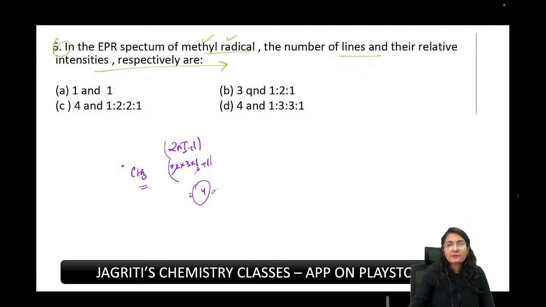3 plus 1 is 4. So the number of lines is going to be 4. You're going to split this into a quartet and the relative intensities are going to be like this. Okay? 1 is to 3 is to 3 is to 1. So D is the correct answer.